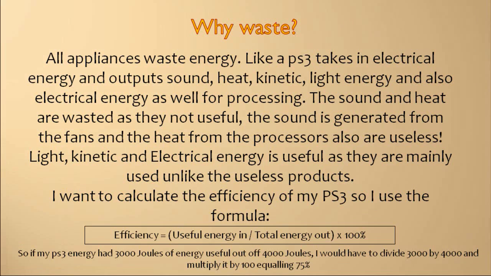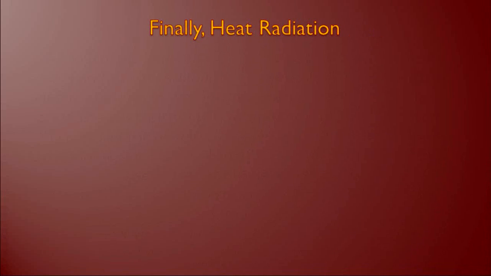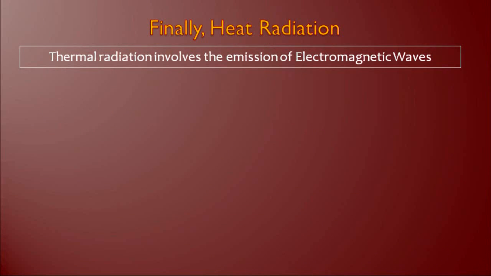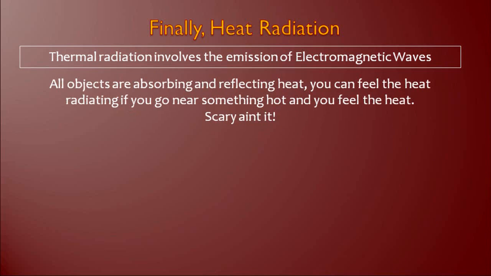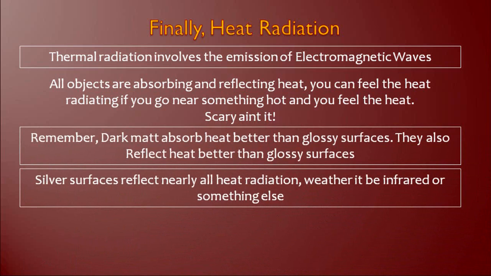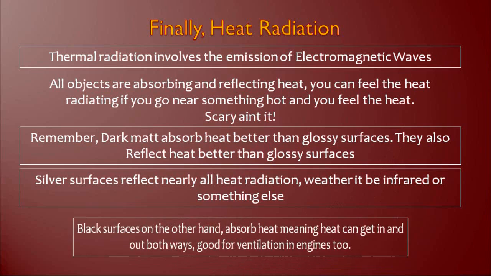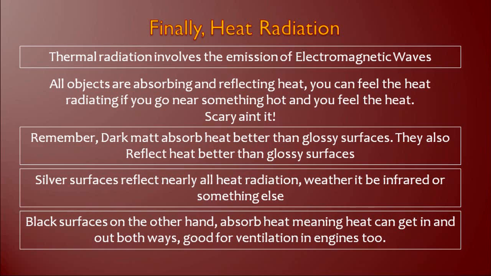Finally, heat radiation. Thermal radiation involves the emission of electromagnetic waves. All objects are absorbing or reflecting heat. You can feel the heat radiating if you go near something hot. Scary, ain't it? Remember, dark surfaces absorb heat better than glossy surfaces, and glossy surfaces reflect heat better. Silver surfaces reflect nearly all the heat radiation, whether it be infrared or something else. Black surfaces, on the other hand, absorb heat, meaning the heat can get in both ways. Good for ventilation in engines too.